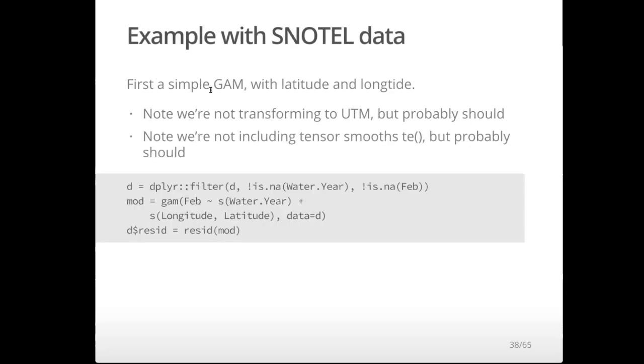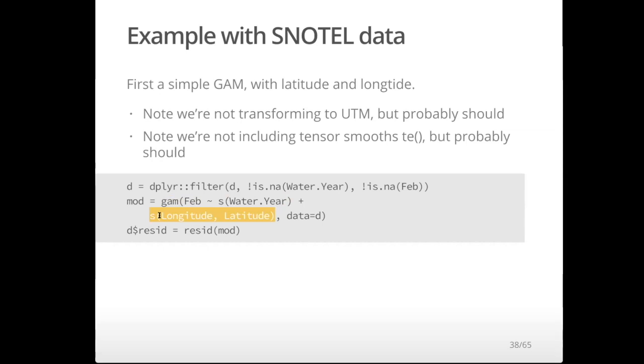Okay, so getting back to our snow data and thinking about a simple GAM type model. With a simple GAM, we're again going to be modeling February snowfall as a function of latitude and longitude. We are going to set this up so that we have our GAM call down below. We're going to model the water year itself as a smooth process, just to incorporate the variability from year to year. And then we're going to include the spatial process, or the spatial smooth, as a two-dimensional function of latitude and longitude.